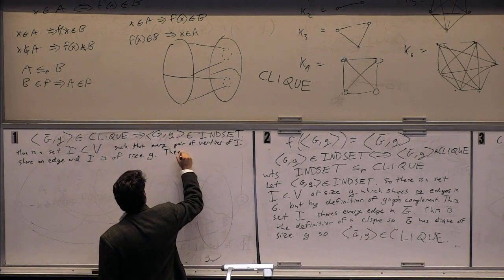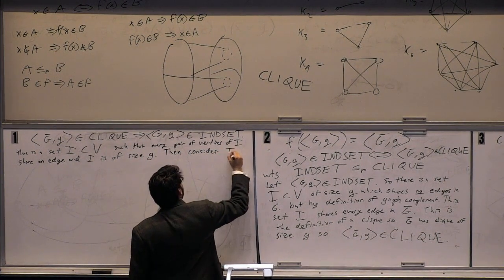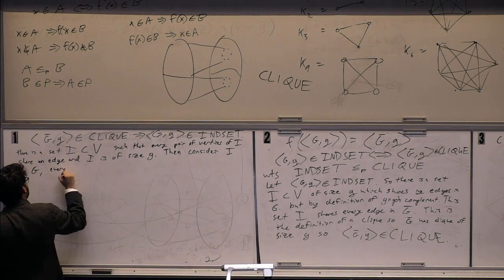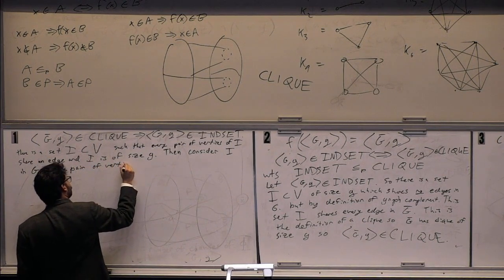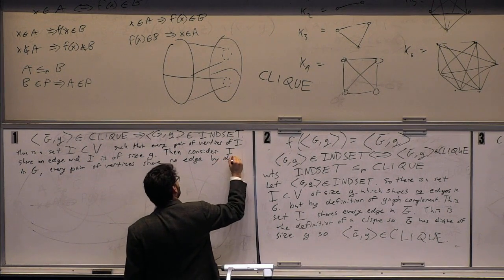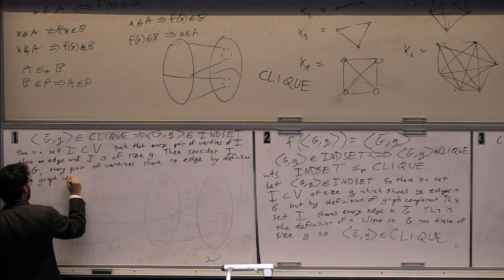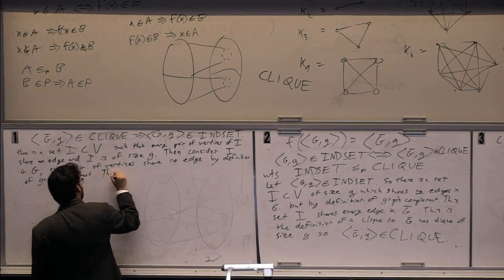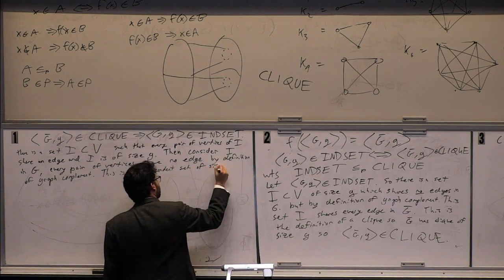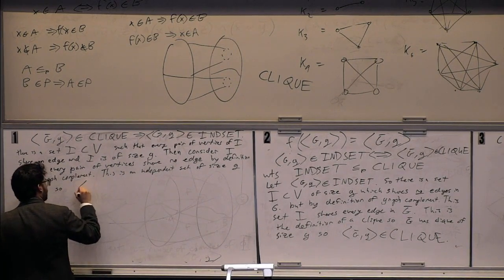Then consider I in G. Every pair of vertices shares no edge. By definition of graph complement, this is an independent set of size k in V, in G, so I is an independent set of size k in G.